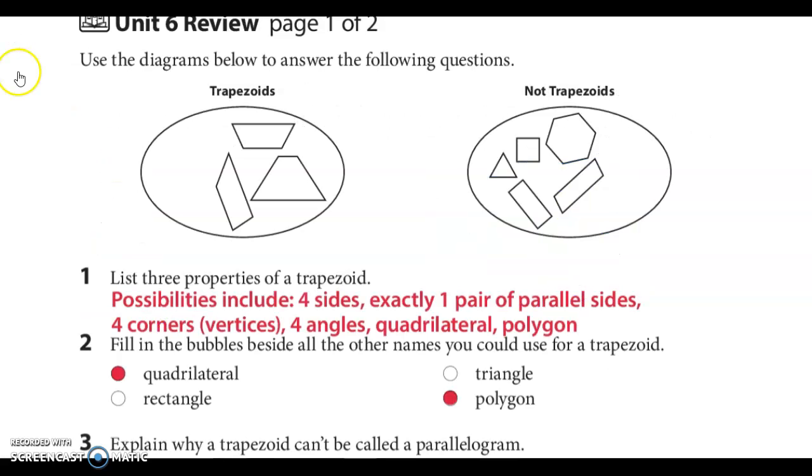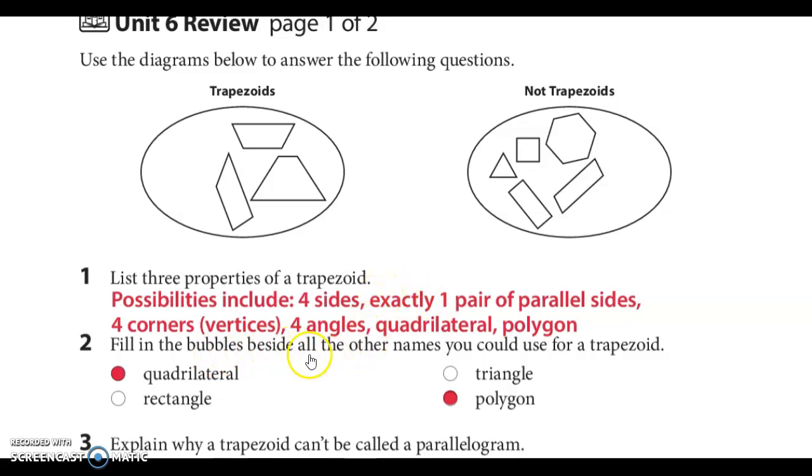Moving on to page 131, the Unit 6 review, you can see some diagrams. Down here you've got your trapezoids and you've got your not trapezoids. List 3 properties of a trapezoid, and some of your answers could have included a trapezoid has 4 sides, a trapezoid has exactly 1 pair of parallel sides. You can see that up here. A trapezoid has 4 corners. Corners are also called vertices. A trapezoid has 4 angles. A trapezoid is a quadrilateral. And a trapezoid is a polygon. So any of those answers could have been correct.